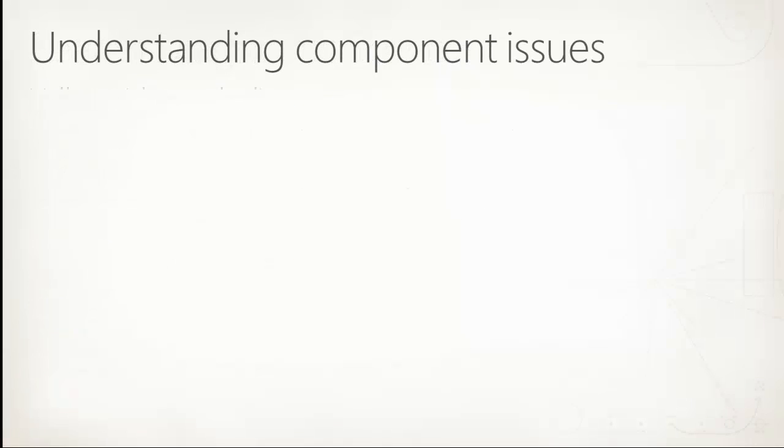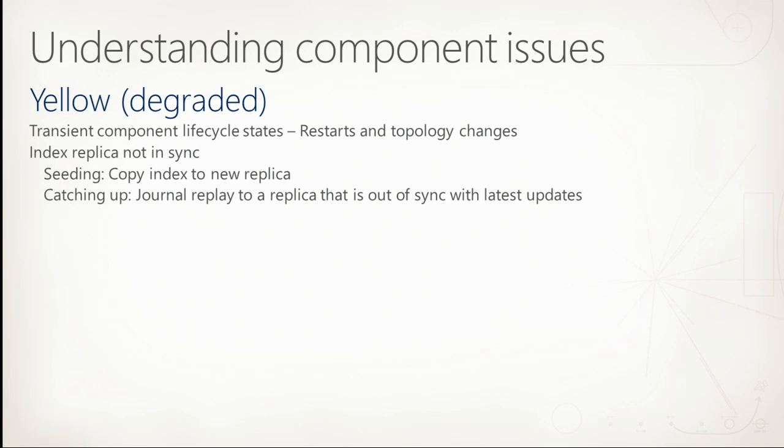So, if you have situations where components show up as degraded in the commandlet or yellow in the UI, it's important to know what that actually means. In most cases, the yellow state represents a transient situation. It's part of the life cycle of the components. It could be related to restarts of the component or topology changes. Then you will have a shorter period of time where the component will appear as yellow. So you shouldn't act instantly.